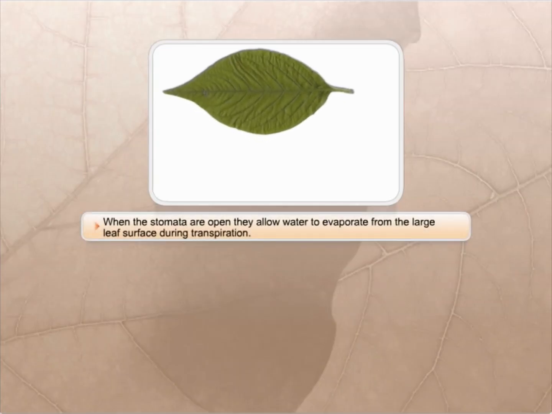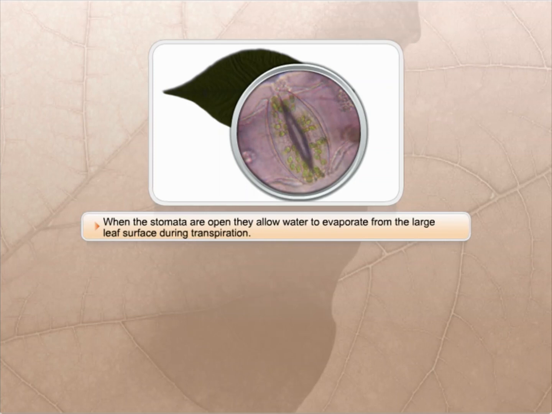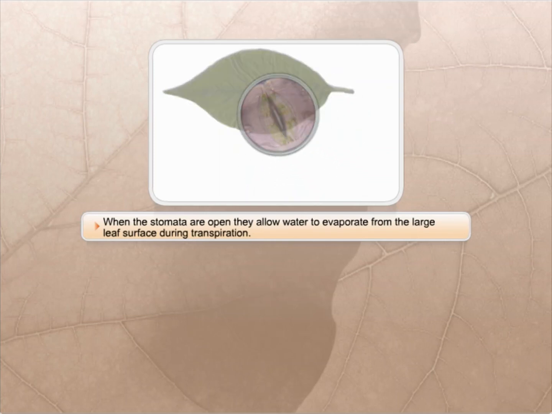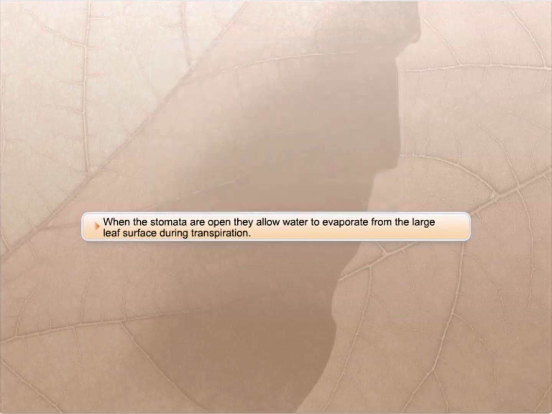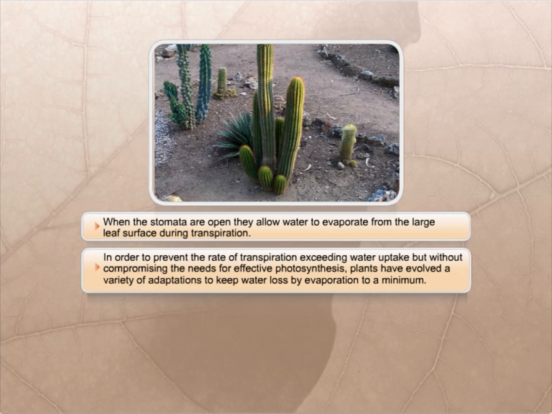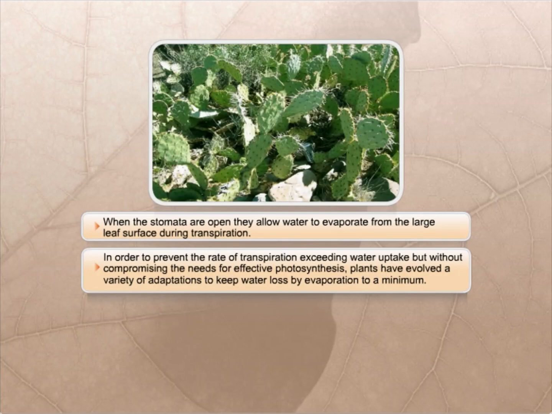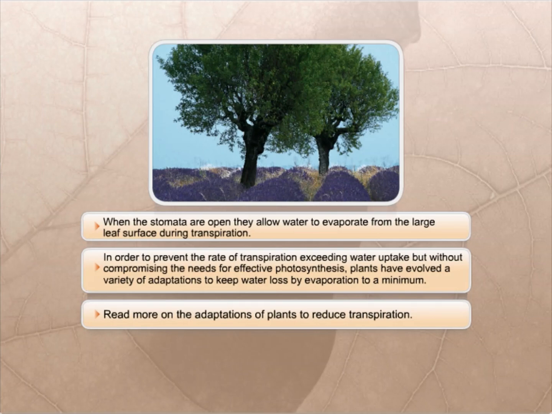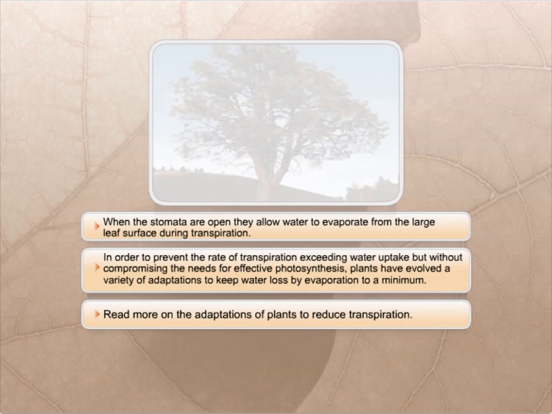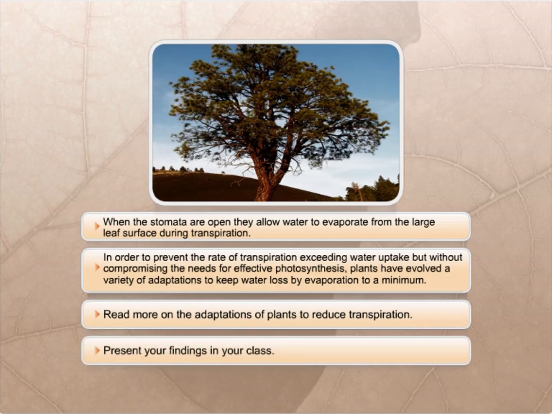When the stomata are open, they allow water to evaporate from the large leaf surface during transpiration. In order to prevent the rate of transpiration exceeding water uptake, but without compromising the needs for effective photosynthesis, plants have evolved a variety of adaptations to keep water loss by evaporation to a minimum. Read more on the adaptation of plants to reduce transpiration. Present your findings in your class.